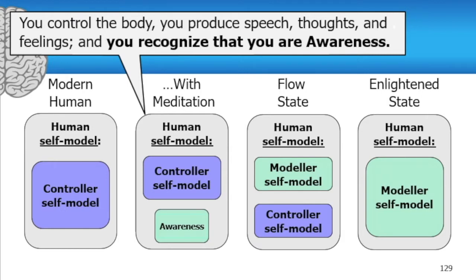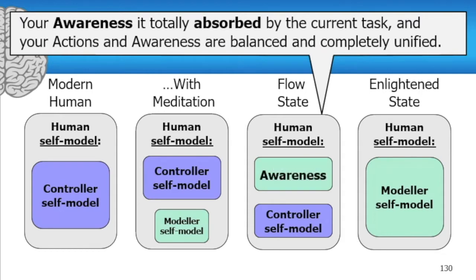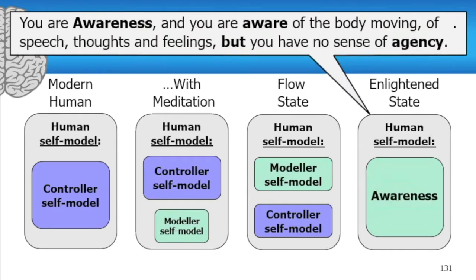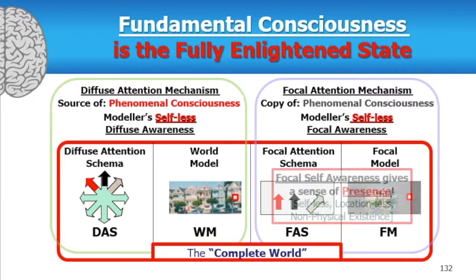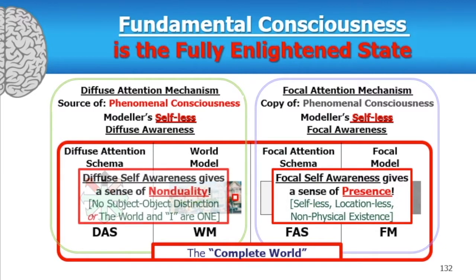You would be in the flow state if your awareness is totally absorbed by the current task, and thus your actions and awareness are balanced and completely unified. You would be in the fully enlightened state if you recognize that you are awareness, that you are aware of the body moving, aware of speech, thoughts, and feelings happening, but you have no sense of agency. There is no sense of agency since it's only the controller that is the source of all activity. Clearly, the fully enlightened state is the fundamental consciousness state, with a focal self-awareness giving a sense of presence, and the diffuse self-awareness giving a sense of non-duality.